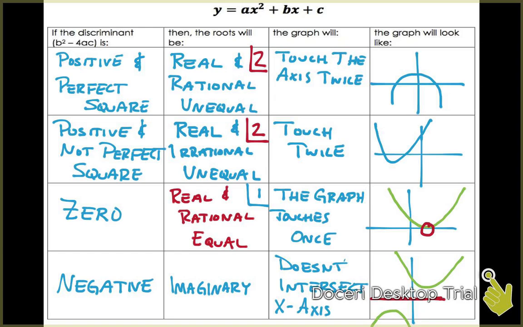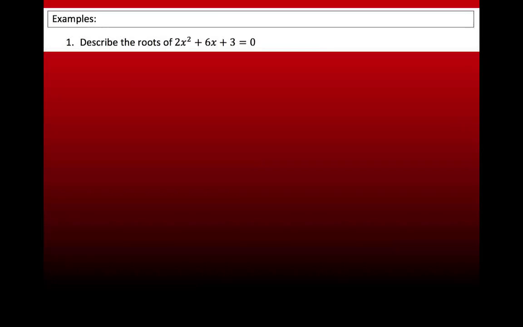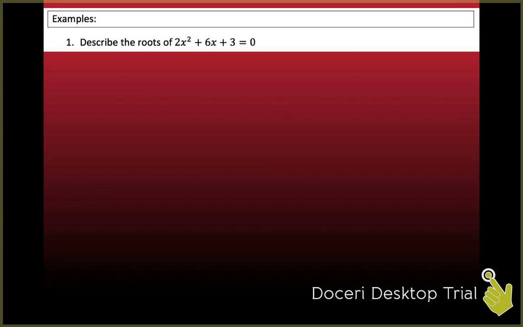So what does this look like in the context of a problem? If we want to describe the roots of 2x squared plus 6x plus 3, you want to take a similar approach as we did before. So you want to know what is A, what is B, and what is C.